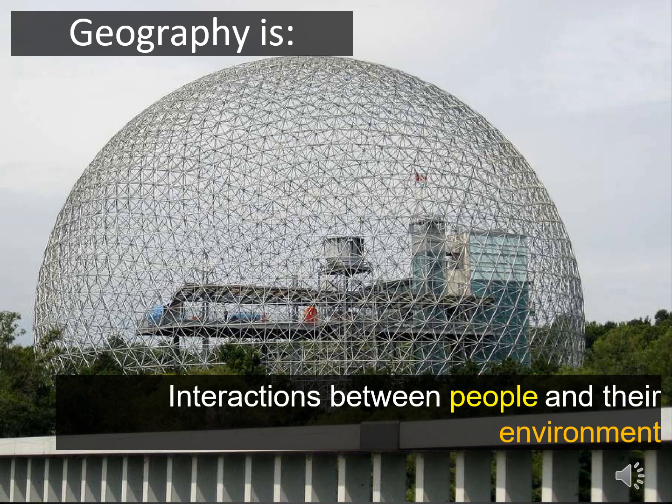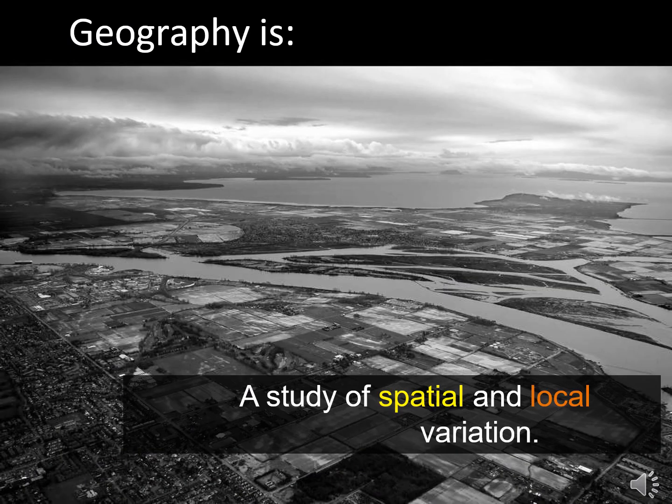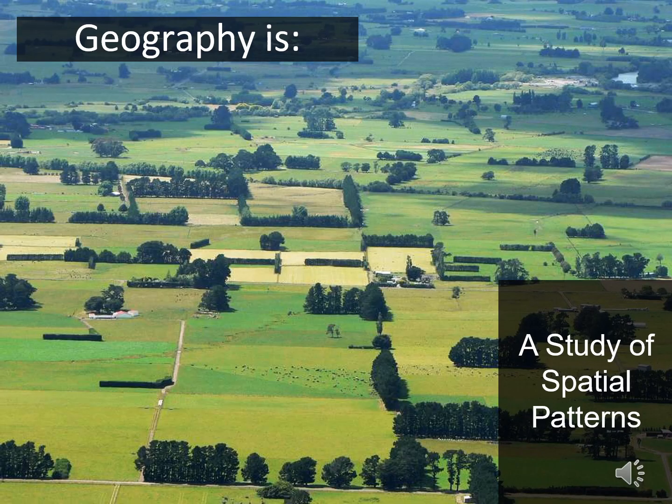Third, it is interactions between people and their environment. Geography explains how we are being influenced by our environment and how we change our environment through time. Fourth, it is a study of spatial and local variation. Geography explicates the interrelationships and interconnectedness of things on Earth, whether they vary or not. Fifth, it is the study of spatial patterns. Geography explains how things on Earth configure with one another, whether naturally or by chance.